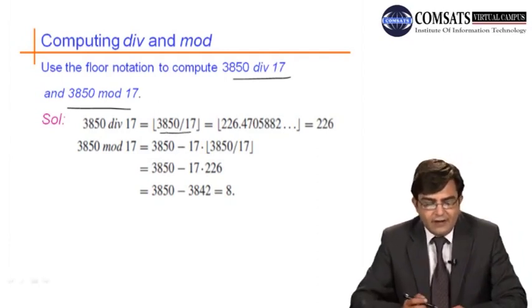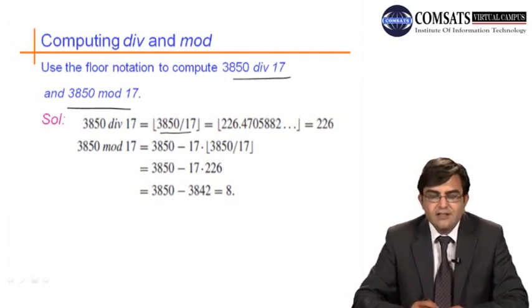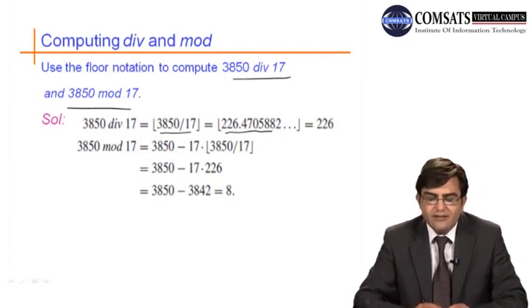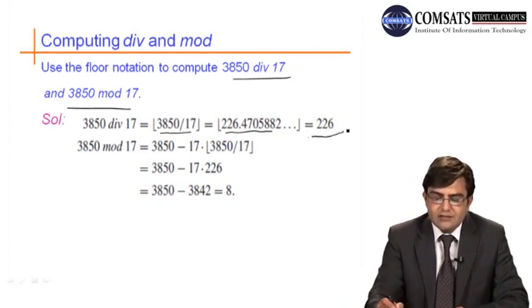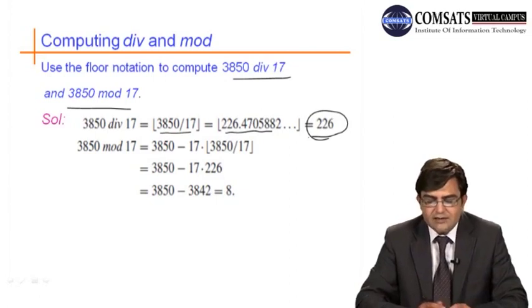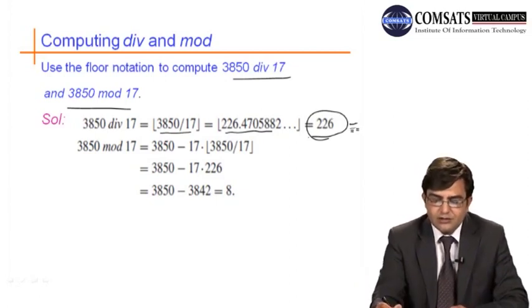So we divide 3850 by 17, we get 226.4705882 and so on. Now if we take the floor of this, we get obviously 226 by using the definition of the floor function. So this is our q, the quotient.